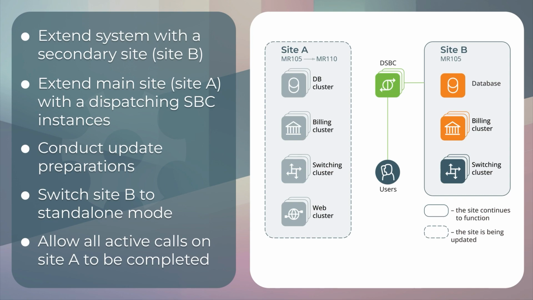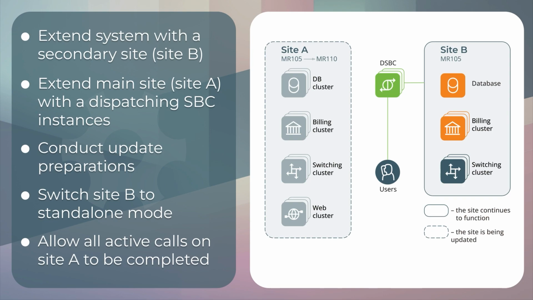Next, the PortaOne support team and your staff will work together to complete all of the usual update preparation, such as custom modification analysis and the hardware check for compatibility, for example with the new operating system. Once that is completed, the secondary site, also called Site B, will be switched to standalone mode so that it starts processing all user activities using its local copy of your database.